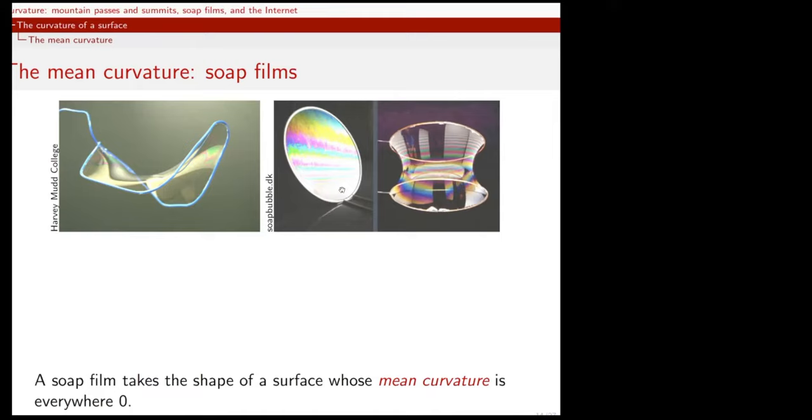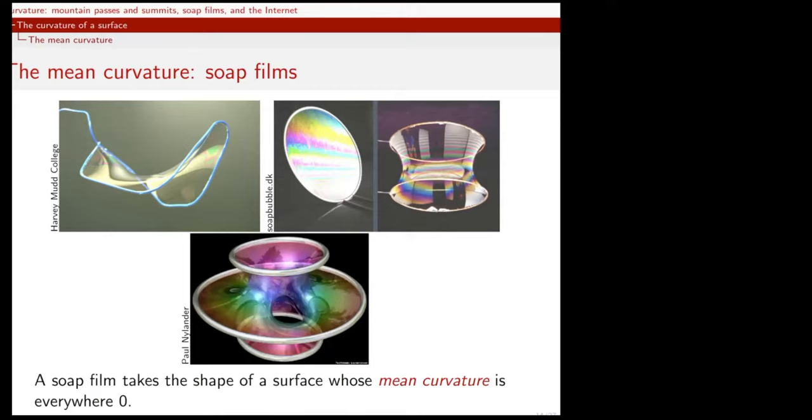But then you can do more interesting things, like you take two circles and you put them very, very close and then you dip them in soapy water. And so you get that very nice cylinder here, but it's curved. And actually this is a nice surface with a name. It's called the catenoid. Okay, and now you could take three circles and then you're going to get this by dipping them in soapy water.